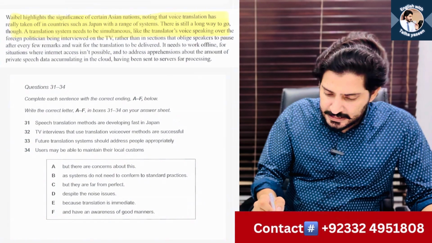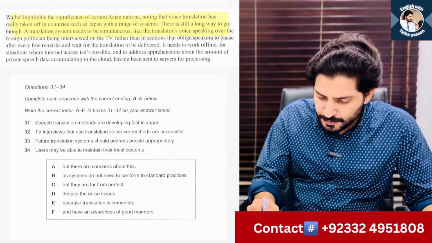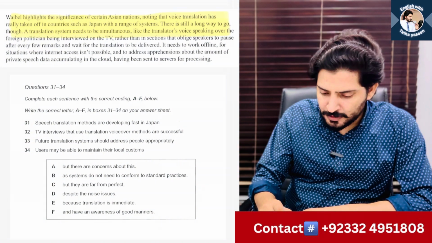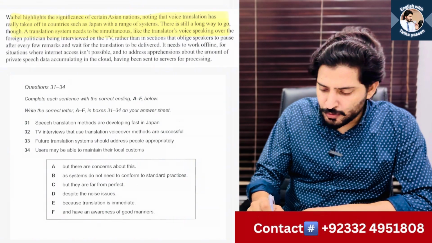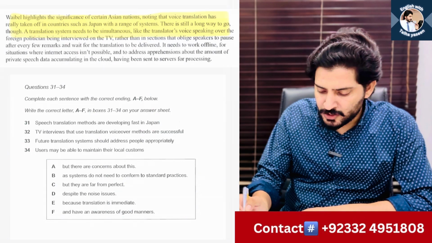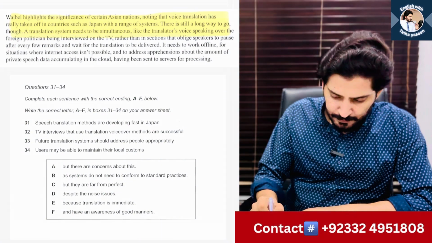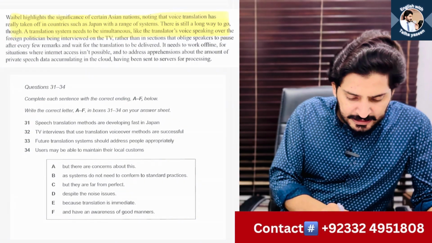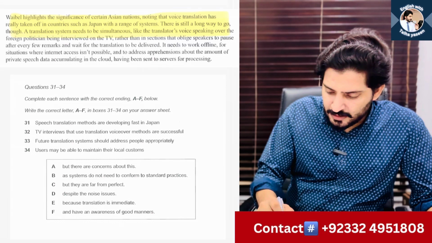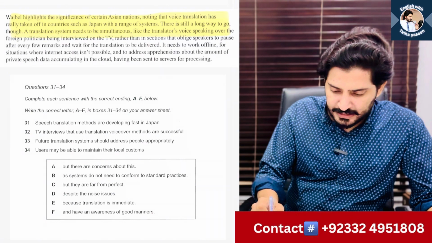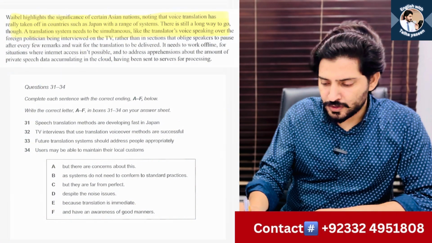So let's look at the option A, but there are concerns about this. There is no concern about speech translation method developing fast in Japan, as systems do not need to conform to standard practices. No mention of practices, but they are far from perfect. Yes, here he mentions there is still a long way to go. So it means they are far from perfect. So our answer will be C. We write C in front of 31st.